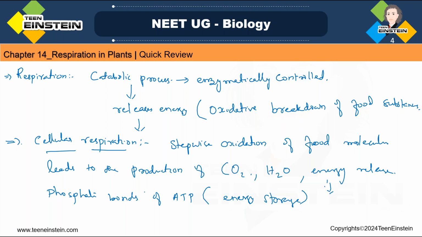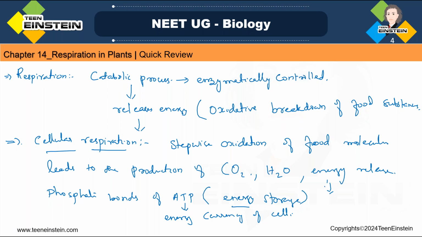See here, first of all energy is getting produced and then it is getting stored in the phosphate bonds of ATP, and that is getting utilized. This energy which is stored is getting utilized for the life processes. That's why ATP is called the energy currency of the cell.